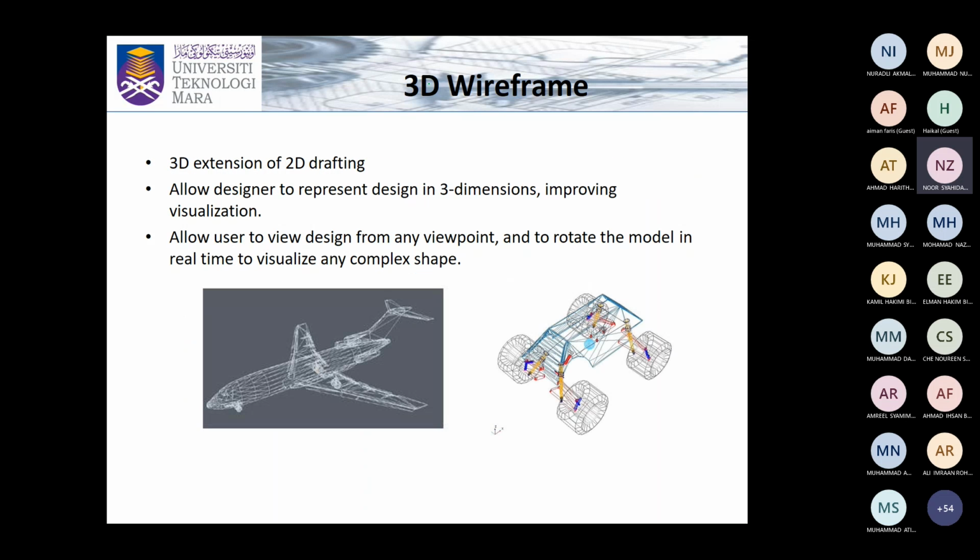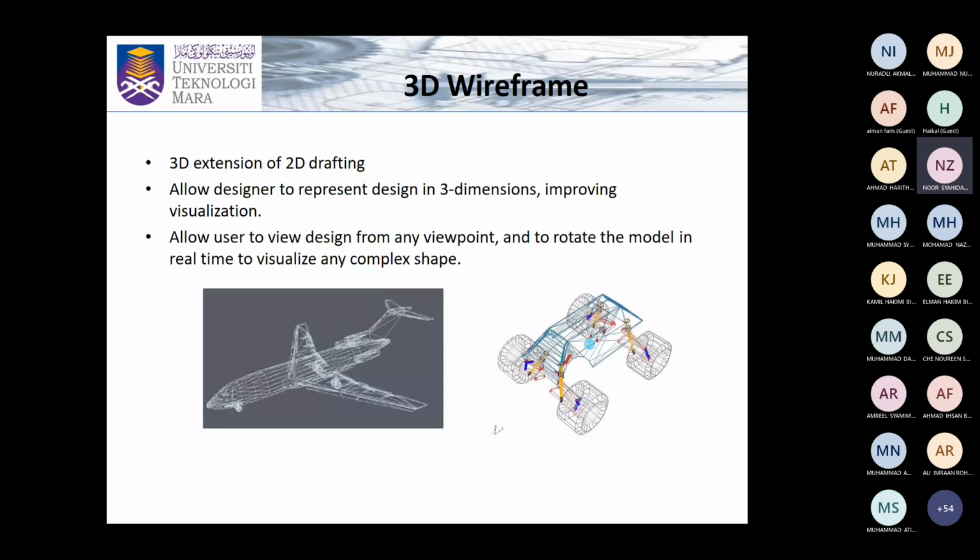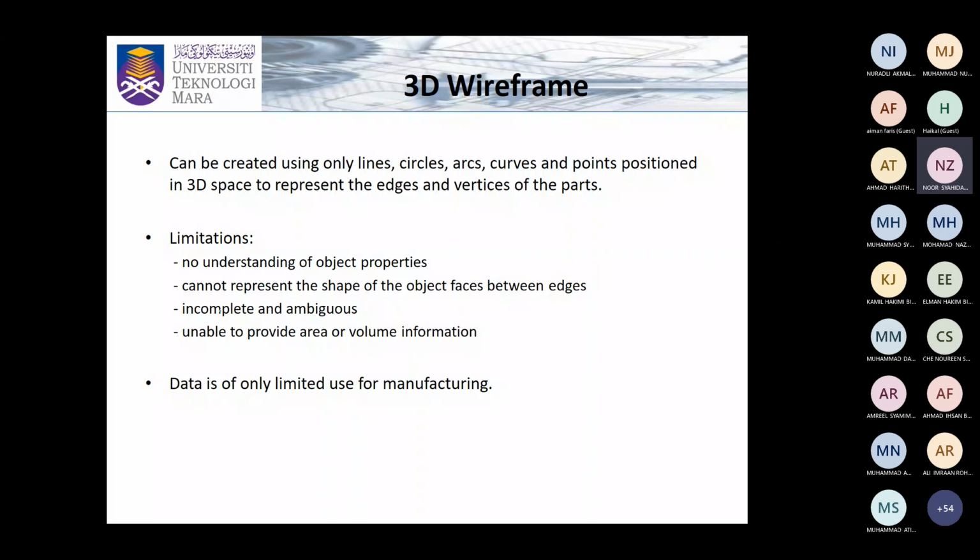Hence, from drafting, it moved into wireframe first. From 2D drafting into wireframe, you actually get to visualize the part, but that's about it. You can't actually understand the properties of the object. You can't even identify the faces in between, which is in, which is out. You don't know whether this was from which side. It just gives you a sketch outlook, and it's incomplete. You cannot get volume information.